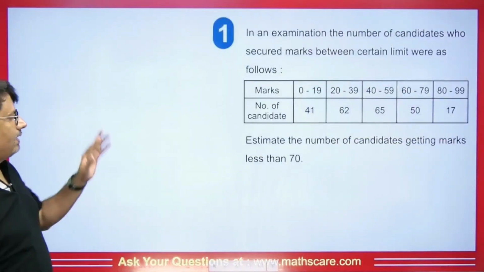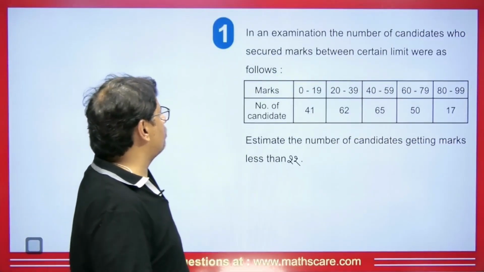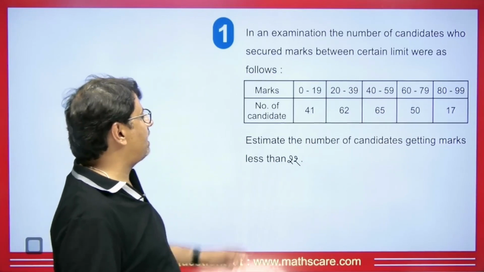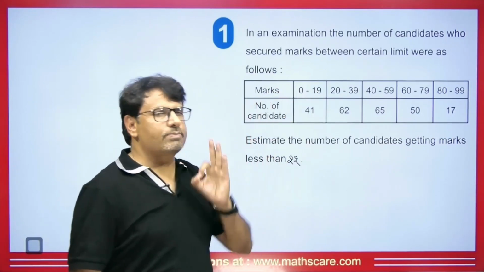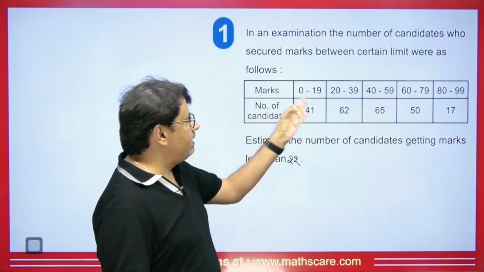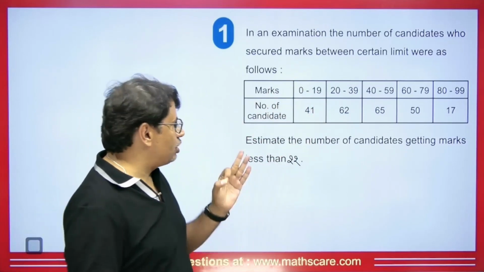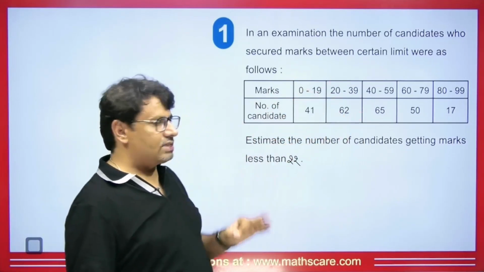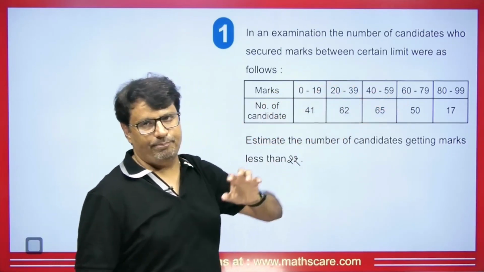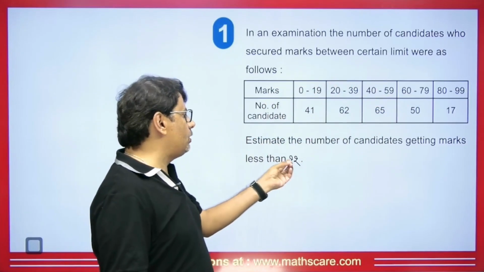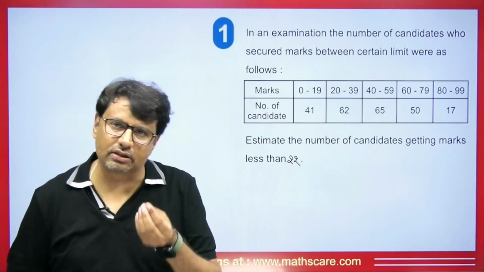Let's look at another question here. In an examination, the number of candidates who secured marks between certain limits were as follows. 0 to 19 marks, scoring students are 41. 20 to 39 marks, scoring students are 62. 65 students scored between 40 and 59. So we have this data given here. The question is, how many students scored below 22?